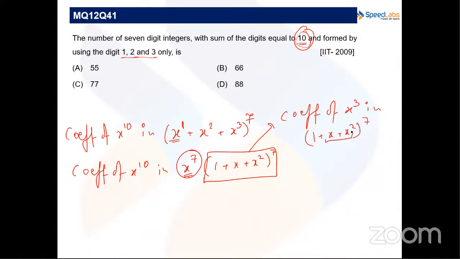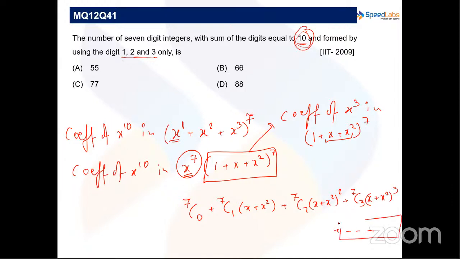So from binomial we can expand it. That will be 7c0 plus 7c1 into (x plus x square) plus 7c2 (x plus x square) whole square plus 7c3 (x plus x square) whole cube and so on. These all terms will have higher values of x to the power 4, x to the power 5. So no coefficient will come out from this. And this is also not having the coefficient of x to the power 3. Only these two terms we are interested in.